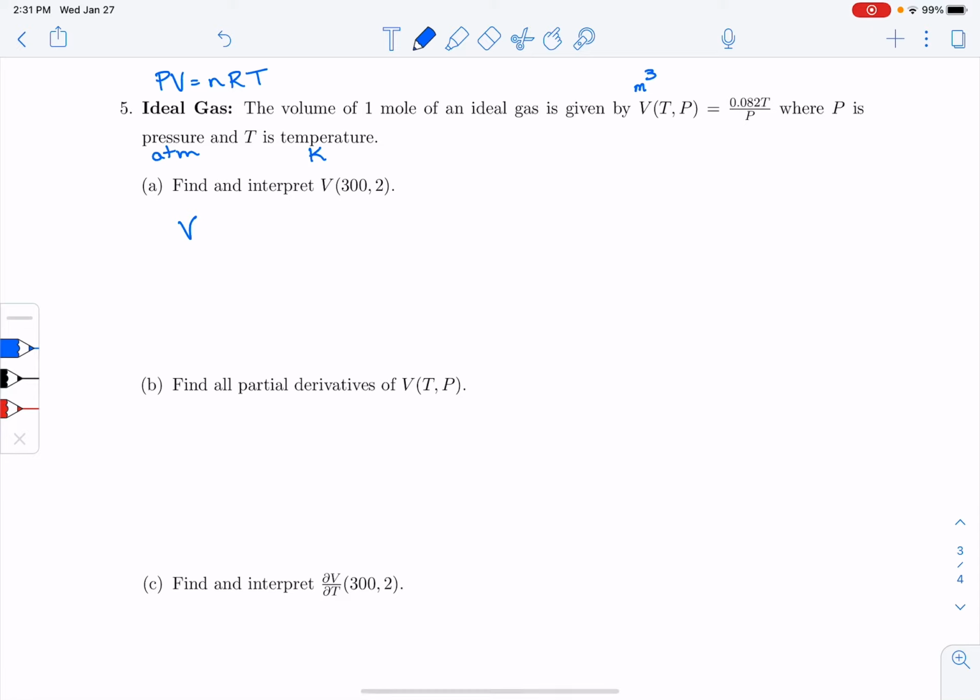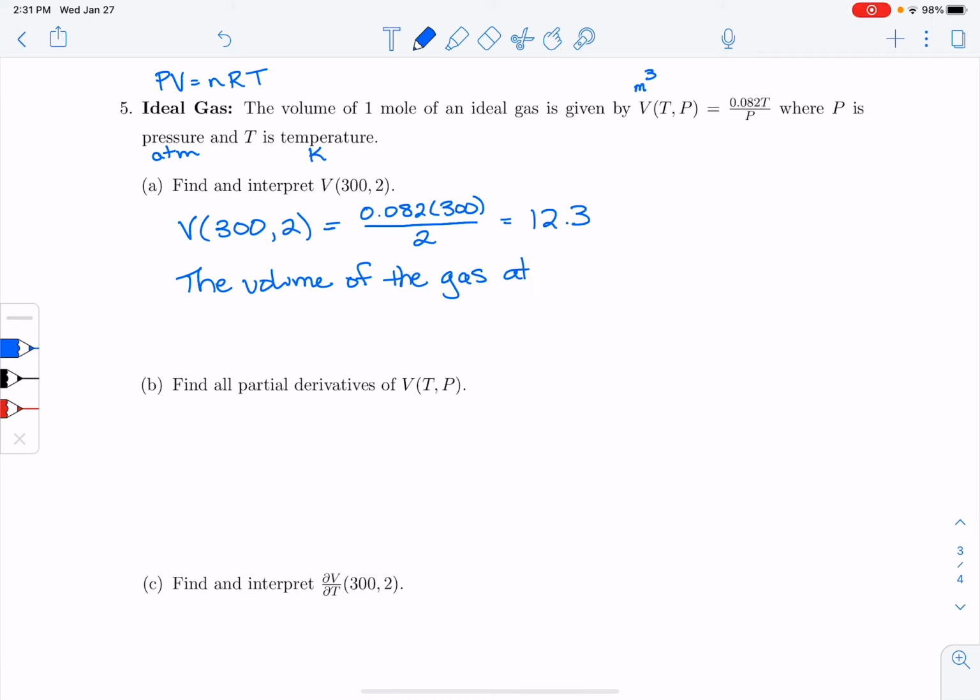So here, what is V of 300, 2 for this gas? Okay, so that's 0.082 times 300 divided by 2. That's going to give me 12.3. So the volume of the gas at 300 Kelvin and 2 atmospheres of pressure is 12.3 meters cubed.